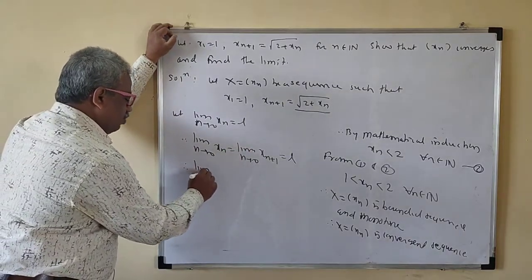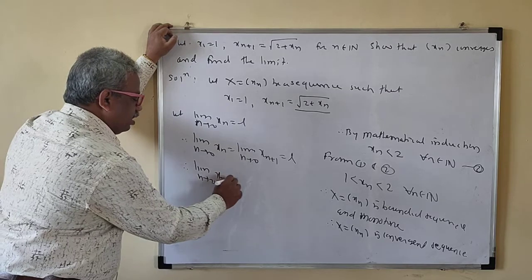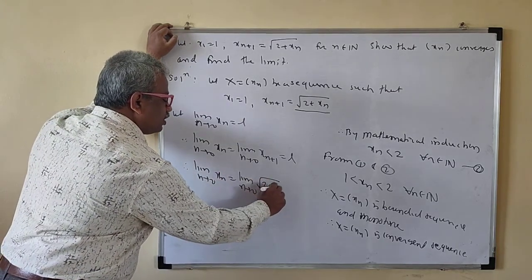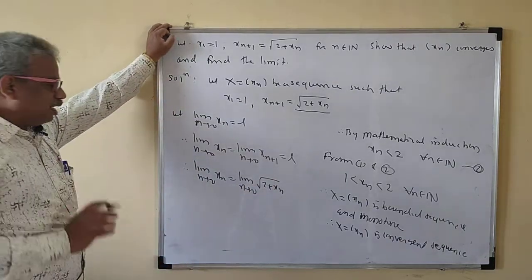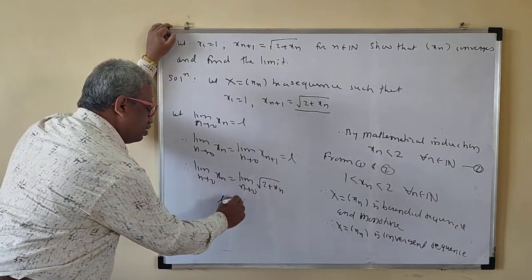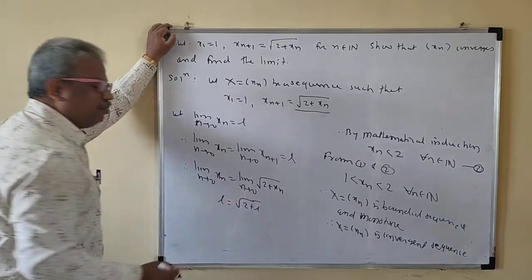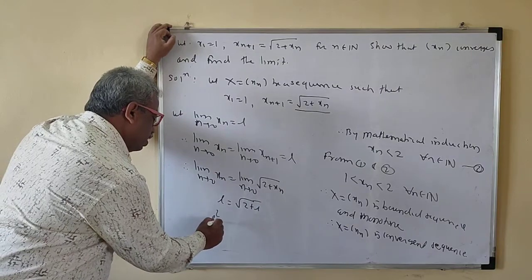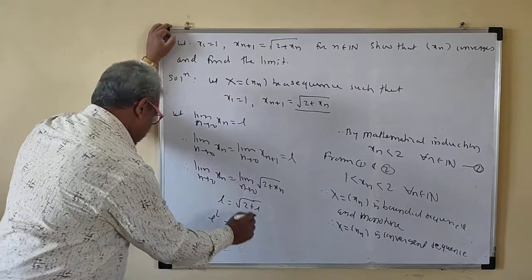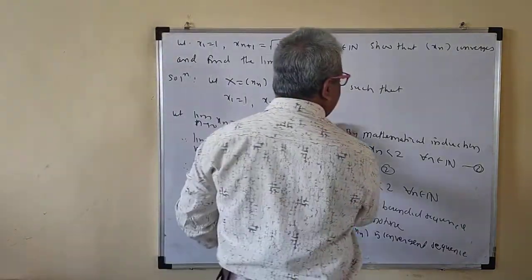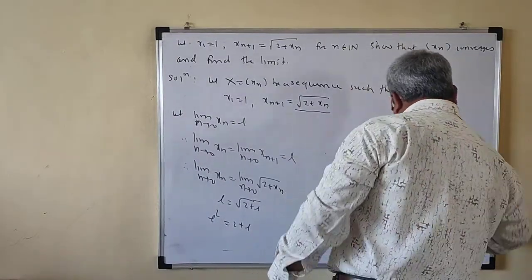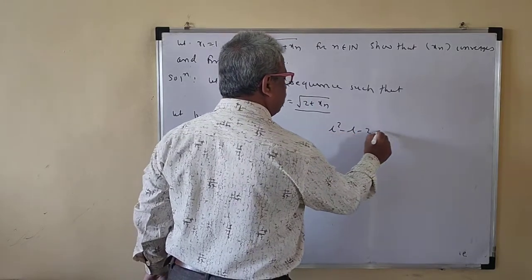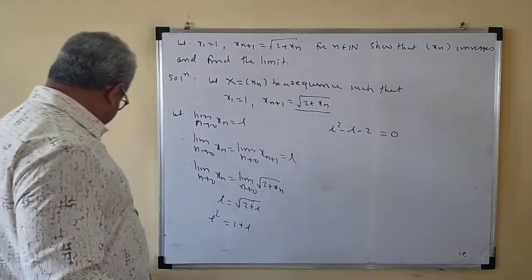So limit as n tends to infinity of xn is equal to limit of root of 2 plus xn. Now this is L, and the right side is root of 2 plus L. We will take the square: L square is equal to 2 plus L. Shifting terms, L square minus L minus 2 is equal to 0.